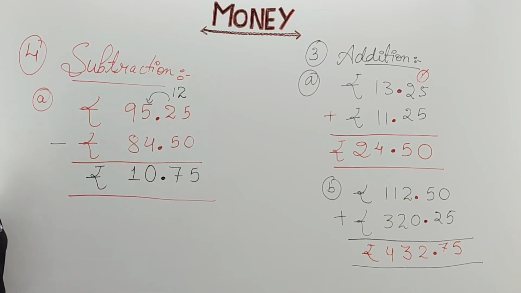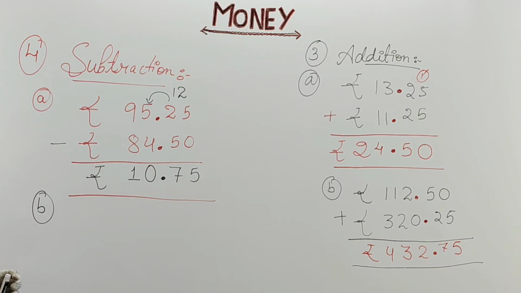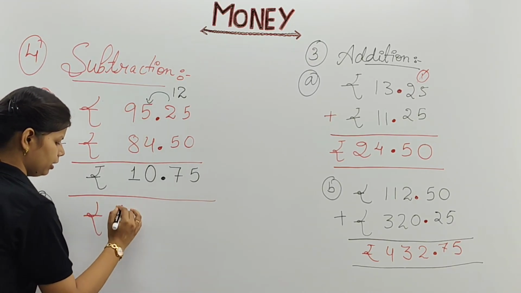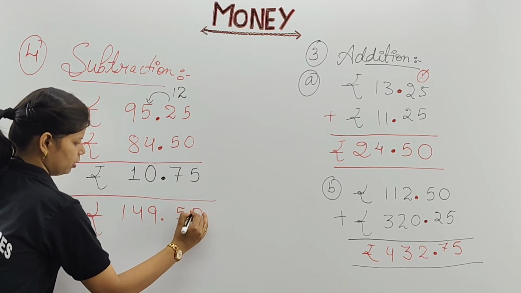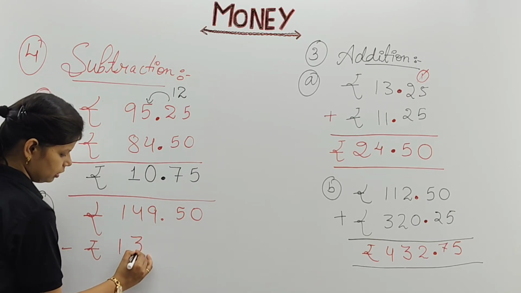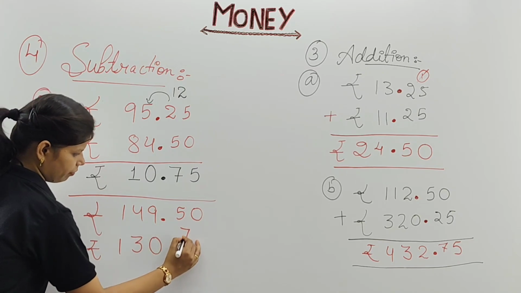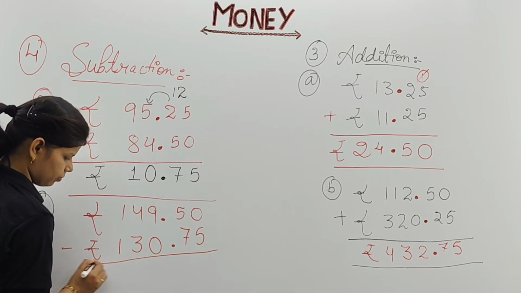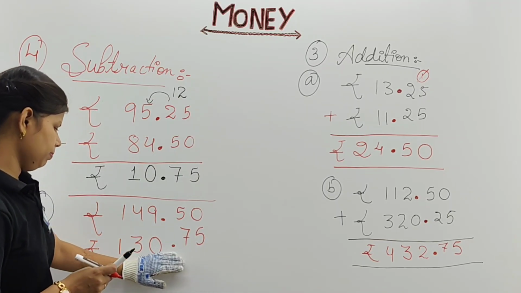Simple addition, simple subtraction we are doing. There is no hard and fast rule for this one. Do you get my point? Okay. Now B of yours is given, children. Another one. Let's discuss like 149.50 minus rupees 130.75. Clear, no? Simply we are going to write the same.